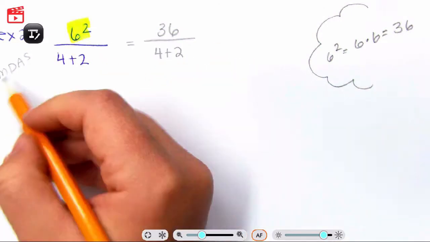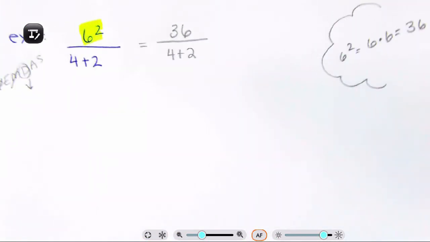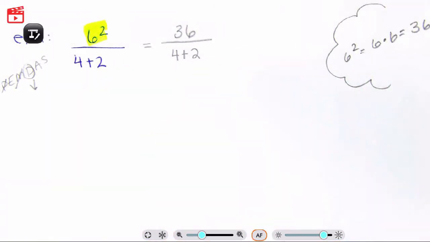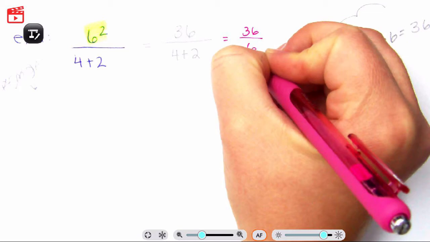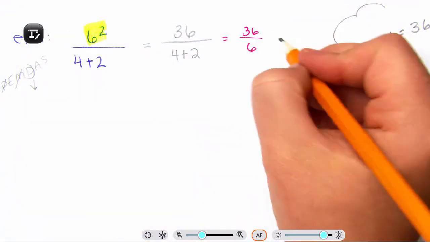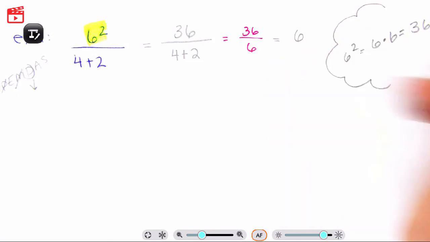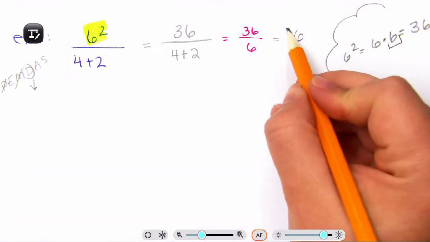Do I have any multiplication? No. Do I have division? Yes, but we have to deal with our groupings first. So next thing we have is addition. 4 plus 2 is 6. So I have 36 divided by 6. Then we deal with our division, and 36 divided by 6 is in fact 6, since 6 times what is 36? And the answer is 6.